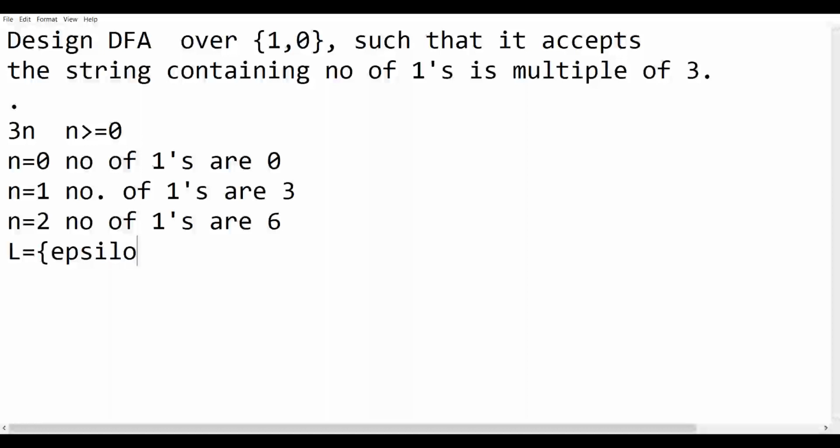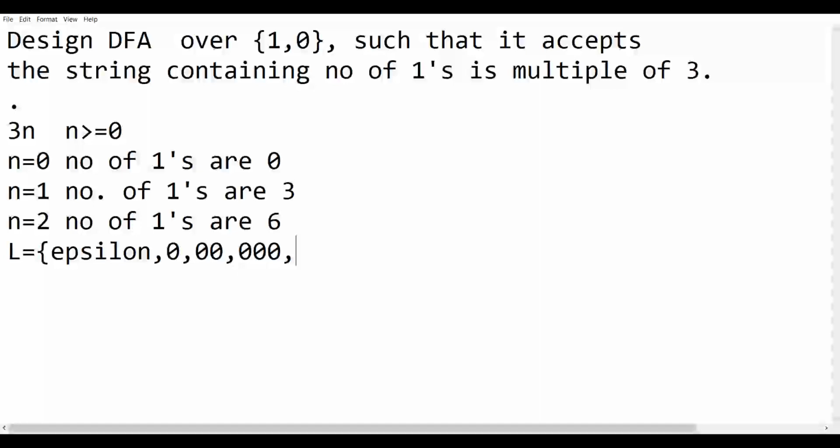So the very small string accepted by this DFA is epsilon, the empty string, right? If the number of ones is 0, it will accept any number of zeros. So we also consider all such strings with any number of zeros. You may have infinitely many such strings, right? So right now we have considered 0 0 0 0. Any number of zeros will be accepted by this DFA.